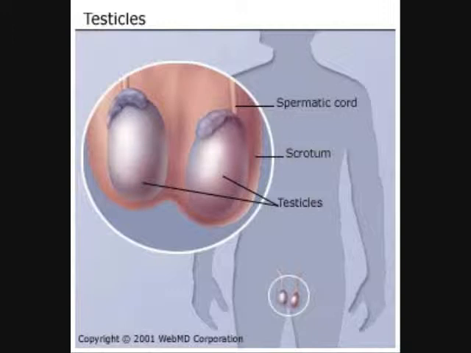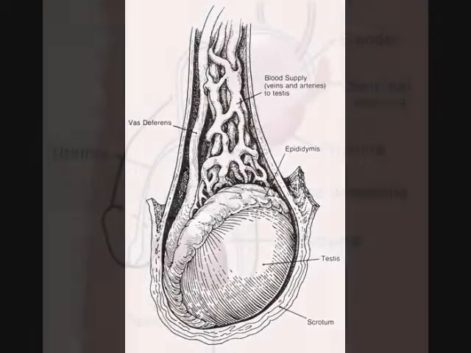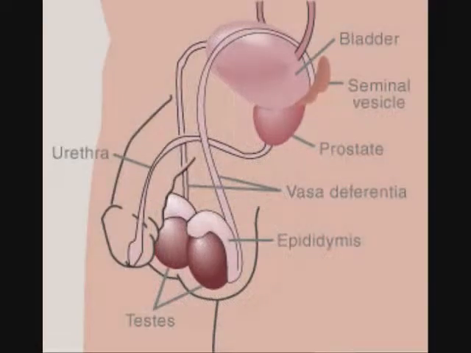The testes are located in the scrotum. What you need to know is that they produce sperm. After being produced, spermatozoa are transported through convoluted seminiferous tubes to a network of canals spread through the testes known as the rete testis. From there, they enter the seminal tract. The urethra is the final passage, and it serves as a passage for semen and urine.